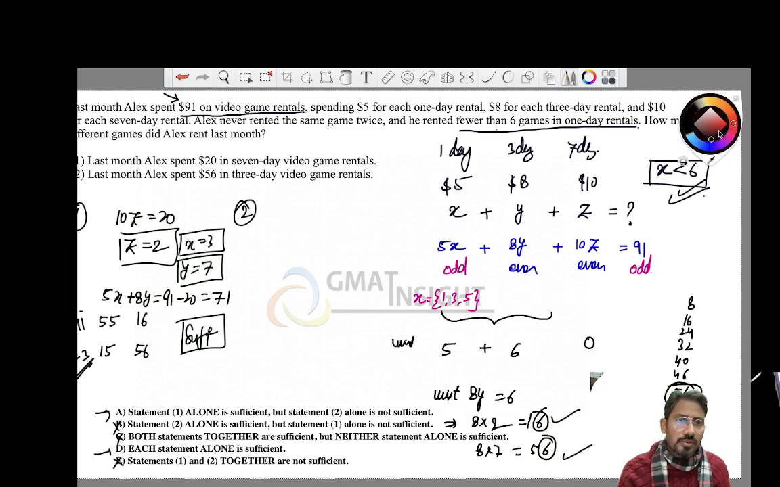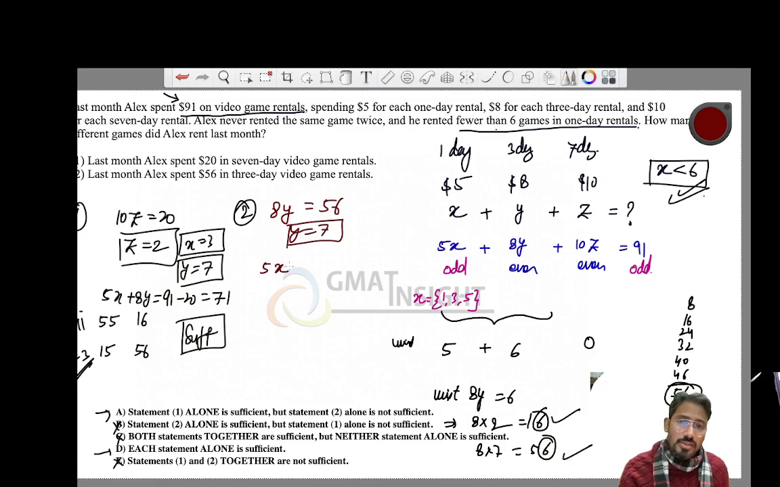Now the second statement, when we look at it, what do we see? Last month, Alex spent $56 on 3-day rentals. So we already know that 8y is equal to 56, so y is equal to 7. Which leaves us with the equation that 5x plus 10z should be equal to 91 minus 56. Now we can calculate this. 91 minus 56 leaves us with 35, right? 5x plus 10z equal to 35.